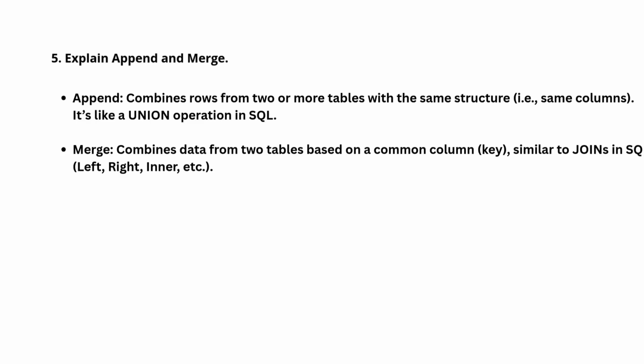So the next question is on append and merge. What is append and what is merge? So basically, append is when we are combining rows from two or more tables with the same structure. Okay, so the two tables must have the same column names. It is similar to the union operation we do in SQL. While on merge, we combine the data from two tables based on a common column, like we do in a join.